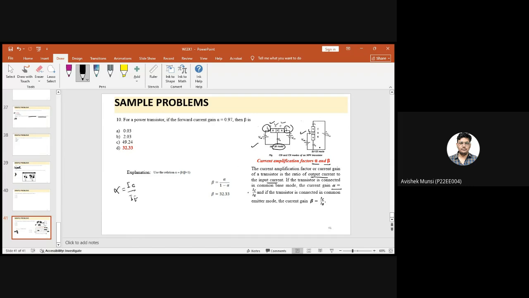But in the case of CE mode, the input current is IB and the output current is IC, so the current amplification factor is IC by IB. If we simplify it, we get the relationship that beta is equal to alpha by 1 minus alpha. If we put the value of alpha as 0.97, then beta will be 32.33. So the correct answer is D.